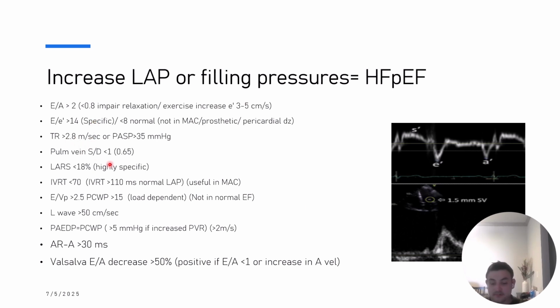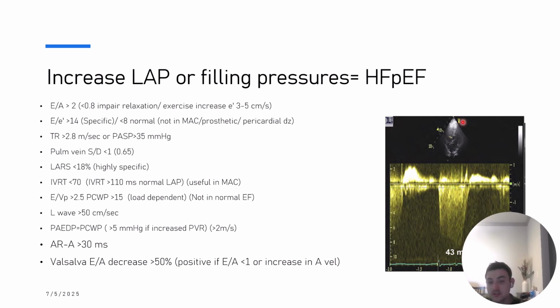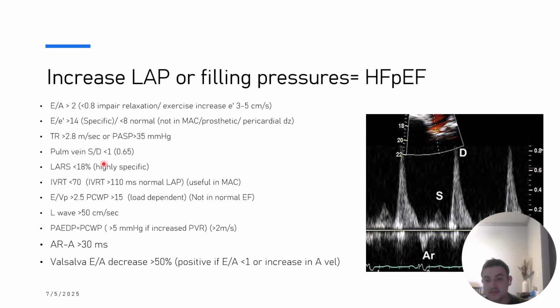The TR velocity, we already reviewed, with continuous wave Doppler. You're going to have a maximal velocity, and based on the Bernoulli equation you can calculate the pulmonary artery systolic pressure. More than 35 is a criterion for elevated LA pressures. You can also use the pulmonary vein. Why the pulmonary vein?